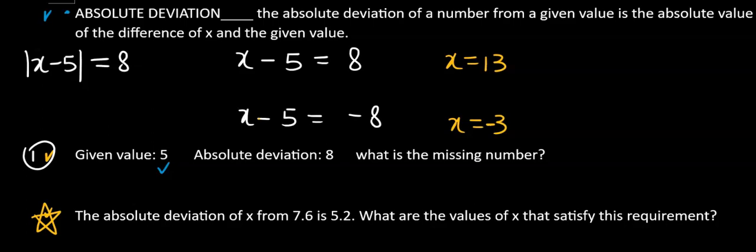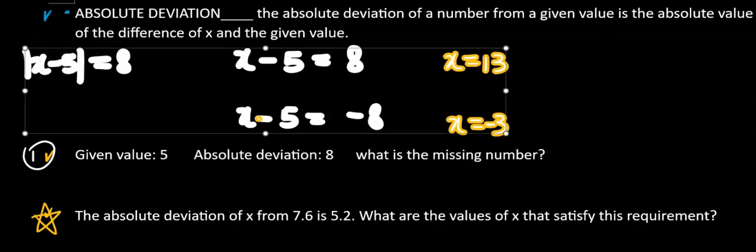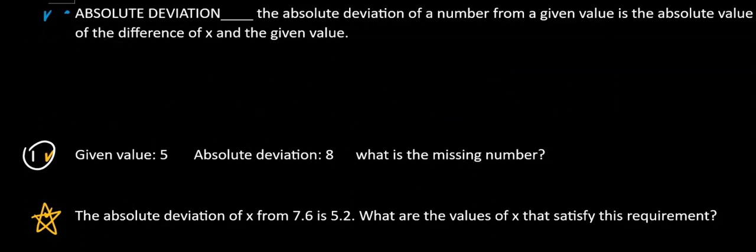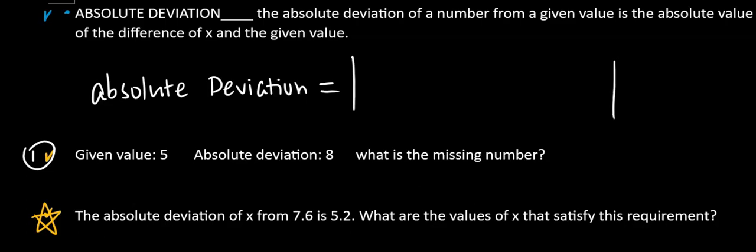All right, welcome back. And maybe you have been with me. You say, we're going to practice together. Let's do this star question. The absolute deviation of x from 7.6 is 5.2. Let's bring back our precious formula that says absolute deviation is the absolute value of the number I don't know, I'm going to call it x, minus the given value. Okay? All right, let's look at our yellow star question.